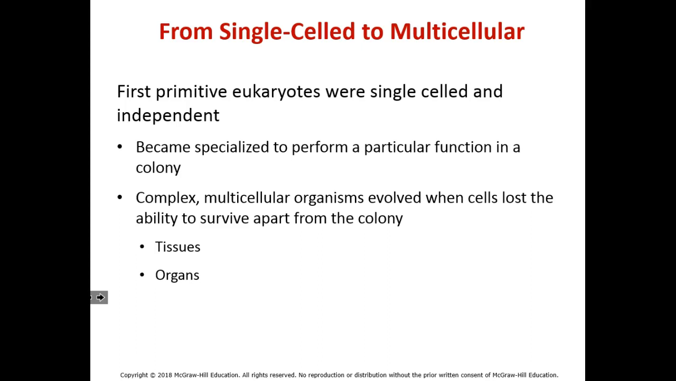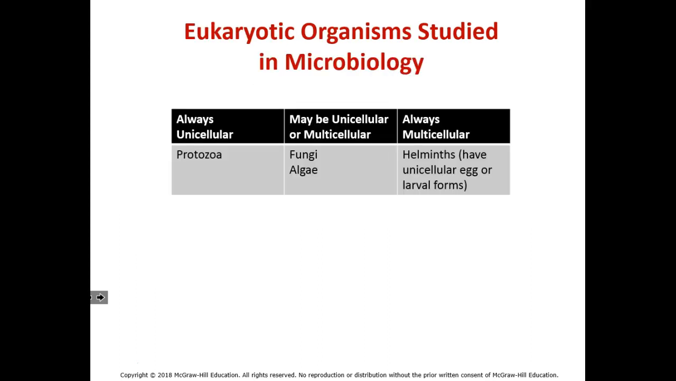From single cell to multicellular, the first primitive eukaryotes were single cell and independent. They became specialized to perform a particular function in a colony. Complex multicellular organisms evolved when cells lost the ability to survive apart from the colony. And then we got tissues and organs.